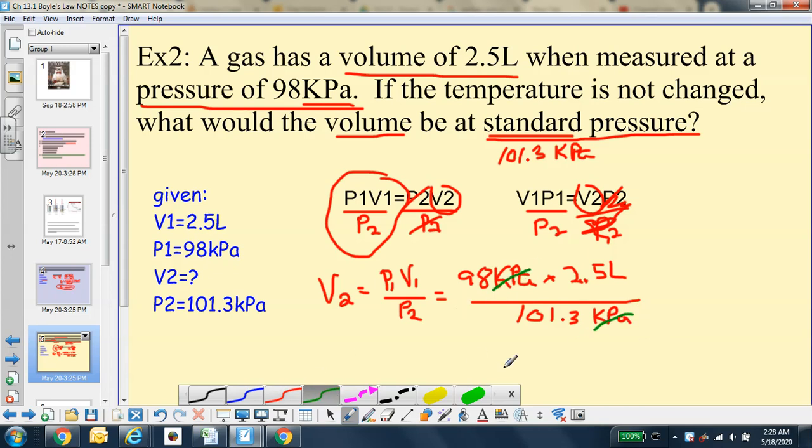And the kilopascal units cancel out. Put this into your trusty calculator and see what you get. 98 times 2.5 divided by 101.3 gives us 2.4 liters.